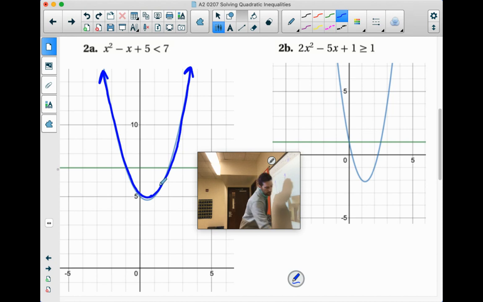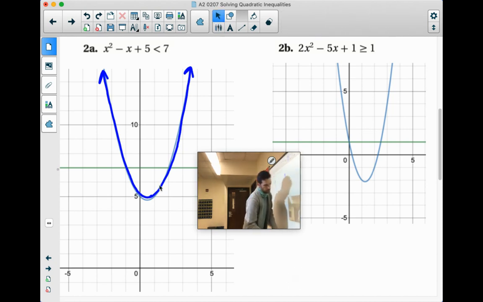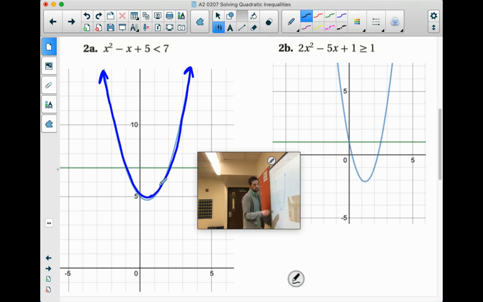And then y equals 7 is this flat green line here. So we're saying, when is the parabola less than y equals 7? So when does it dip below that line? And that happens from this point to this point. That's where it dips below the green line. So how do we write that?